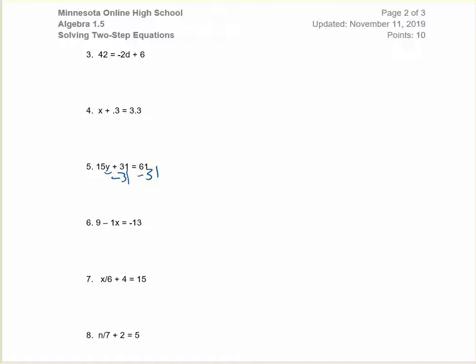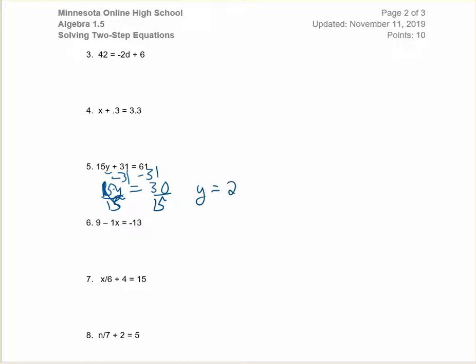You can type it or you can write it with a pen on your own paper, or if you have a tablet you can do it this way. And that leaves me with 15y is equal to 61 minus 31. 61 minus 31 is 30. Now I'm ready to do the second operation, because it's 2 steps, so there's going to be 2 things to do. And that is to undo the 15 that's multiplied to the y. So I would divide both sides by 15. And that would leave me with y is equal to 30 divided by 15 is 2.